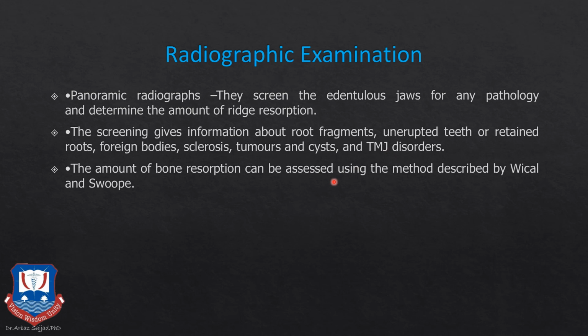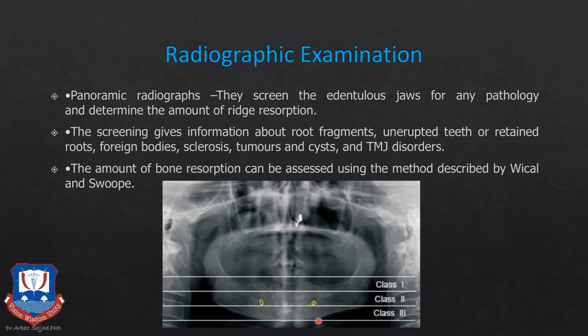The amount of bone resorption that has happened can be assessed by a method given by Wical and Swoope. So, by measuring the distance from the border of the mandible to the inferior border of the mental foramen, we can classify the bone resorption. In class 1, usually the height of the residual ridge should be 3 times the height from the inferior border of the mandible to the mental foramen. So this is an ideal ridge, which is a class 1. If it is less than that, it is class 2, and if it is very severe, it is class 3 ridge resorption.